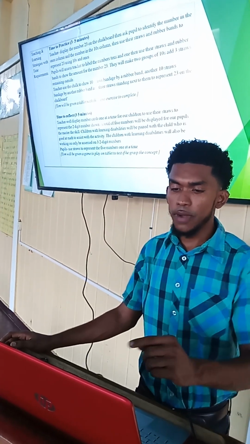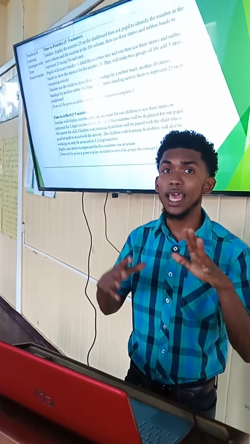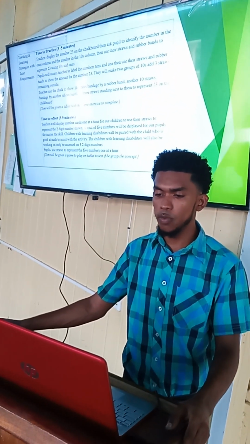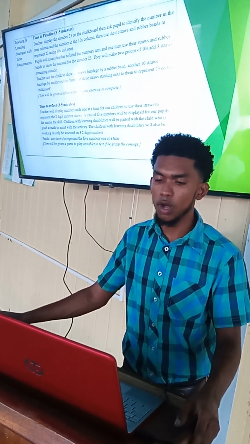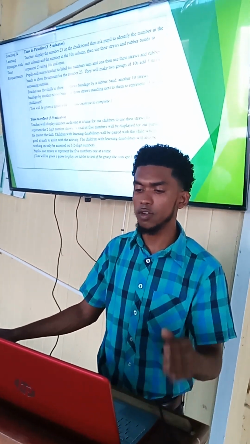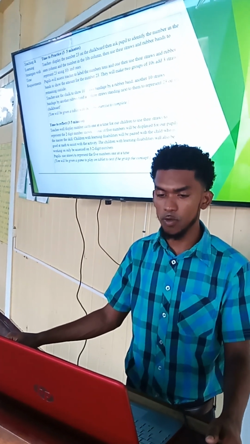Further, the time to practice. This is when the children will be involved in activities that will help them to grasp the concept. The teacher will display the number 23 on the chalkboard, then ask pupils to identify the number in the ones column and the number in the tens column. Then they use their straws and rubber bands to represent 23 using tens and ones.